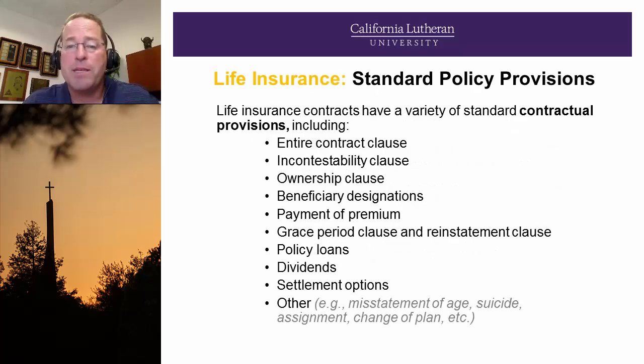Some of the standard policy provisions in life insurance: one is the entire contract clause, incontestability clause, ownership clause, beneficiary designations, payment of premium, grace period clause and reinstatement clause, policy loans, dividends, settlement options, and others.